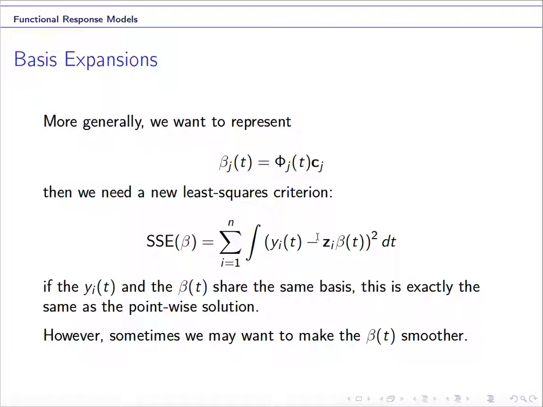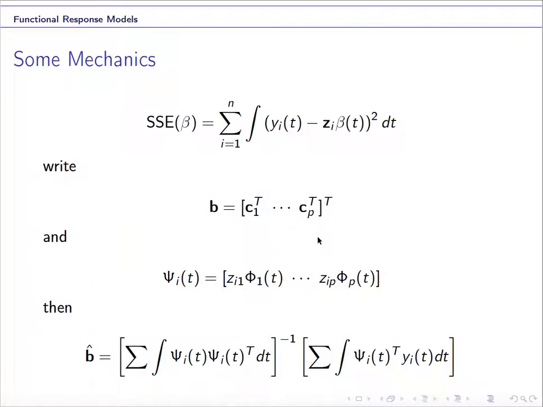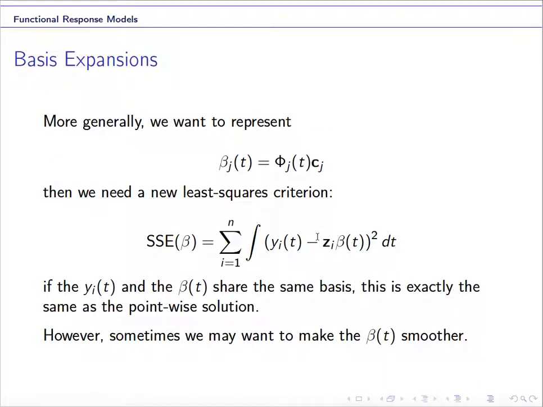So if we have y of t and beta of t share the same basis, or we don't have any smooth control on the beta of t, this will be exactly the same as the pointwise solution. And so now we will try to add some roughness penalty on the beta of t to make beta of t smoother.